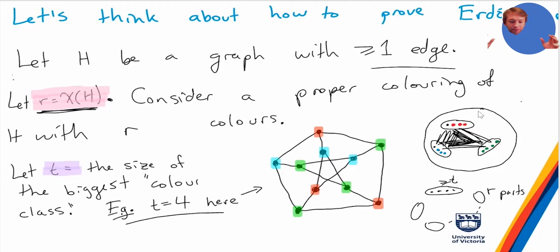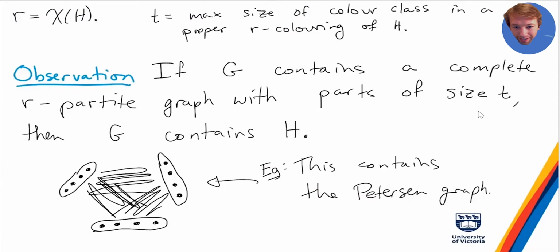Okay, so here's really the goal then. We've got a graph. This is what I just said: it's enough to find these complete r-partite graphs inside of G.